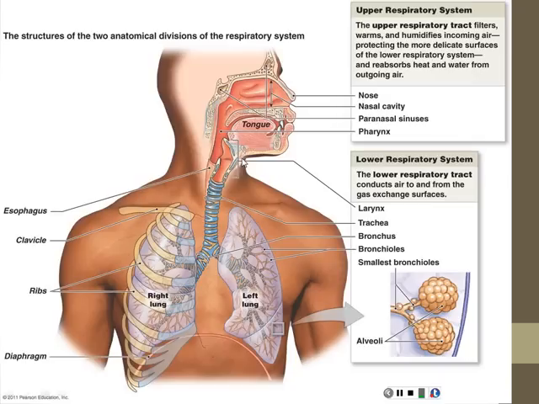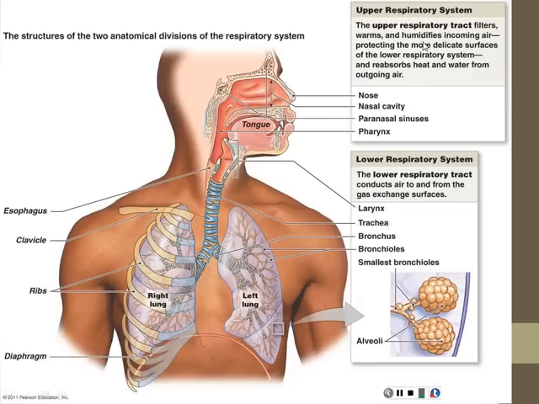So anything that's below the larynx, which is the air tube, so to speak, that goes down into the lungs, we call that the lower respiratory tract. Anything above that is the upper respiratory tract. So the upper respiratory system, its job is to warm, filter, and humidify the air that we breathe.